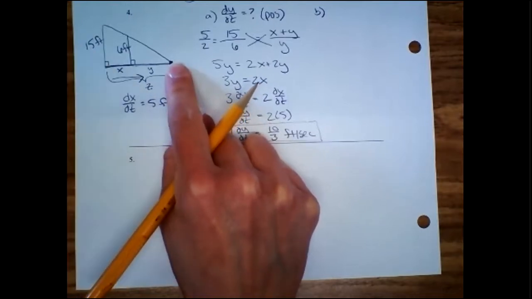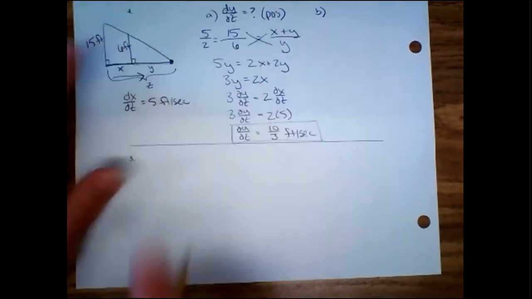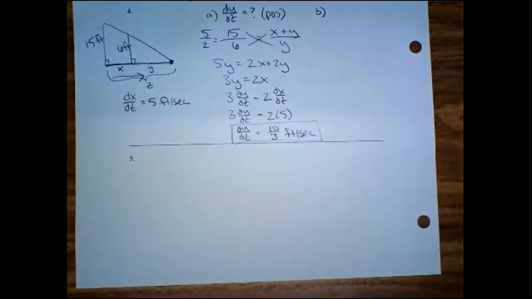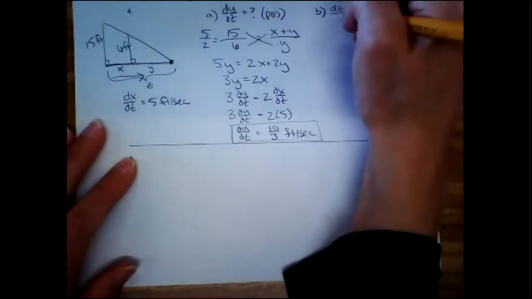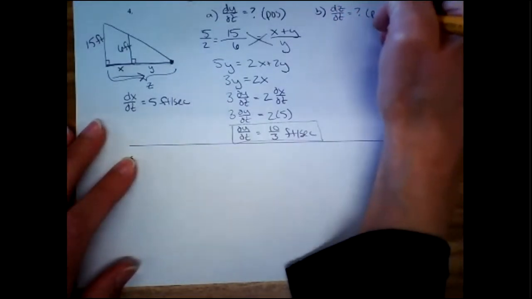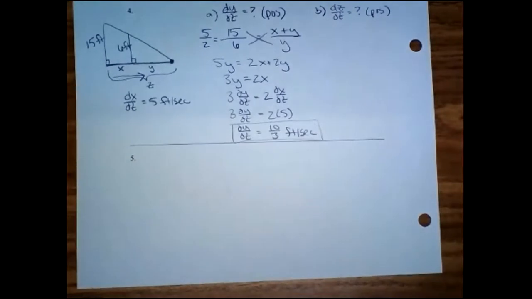Hey, Miss Cole, can't we just call it X plus Y? Well, no, because what we're talking about is that quantity in its entirety, and you can't do an X plus Y, dx plus Y. Do you get what I'm saying? It won't work. You have to have a whole quantity for that. So dz dt is what we're looking for. It should also be positive because he's walking away from the light.